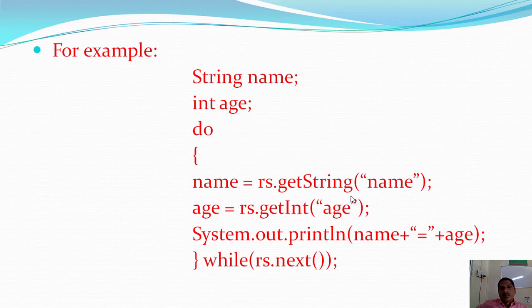For example, processing the result: String name; int age; do { name = rs.getString("name"); age = rs.getInt("age"); System.out.println(name + " = " + age); } while (rs.next()); Like this we can process the result.